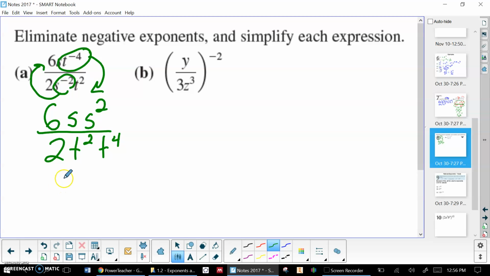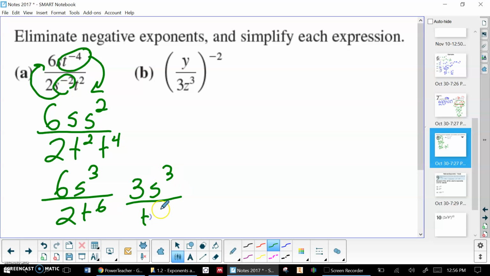Then I go ahead and combine. 6s to the 3rd over 2t to the 6th. And then the last thing, well, 6 over 2 is just 3. So 3s to the 3rd over t to the 6th.